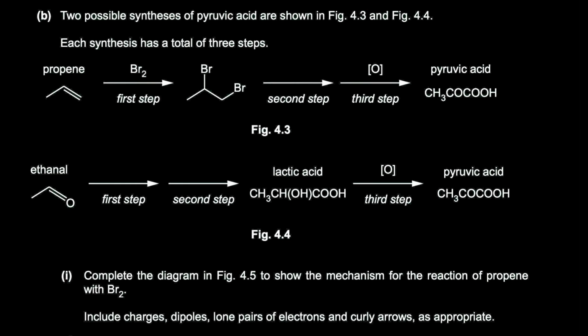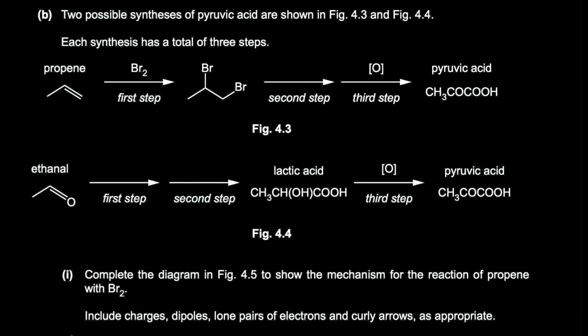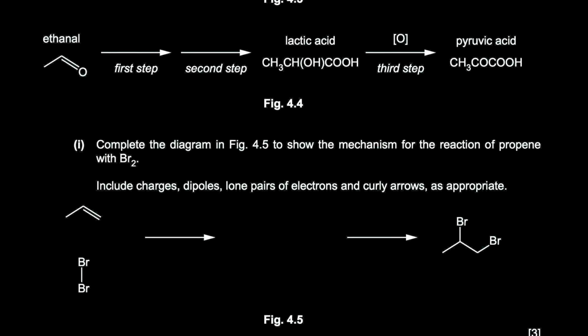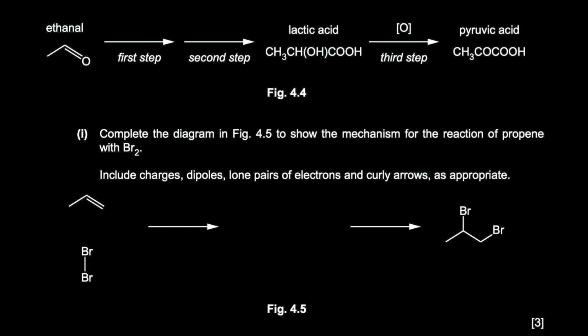2 possible syntheses of pyruvic acid are shown in figure 4.3 and figure 4.4. Complete the diagram in figure 4.5 to show the mechanism for the reaction of propene with bromine. Propene with bromine is an electrophilic addition reaction. We have to show the mechanism for the reaction between propene and bromine. Here again, you should show the partial charges on the bromine: Br delta plus, Br delta minus.